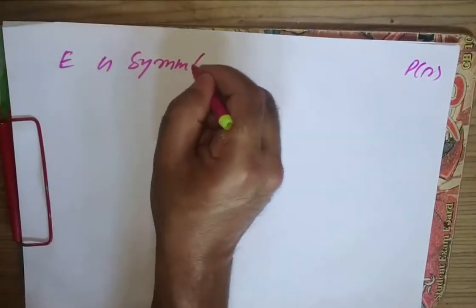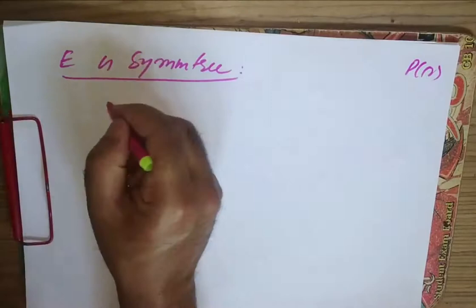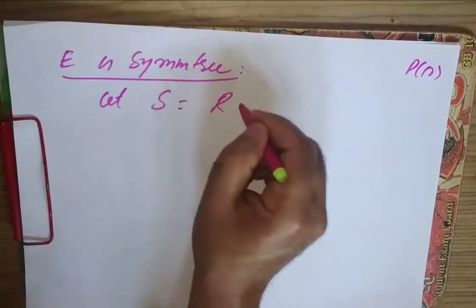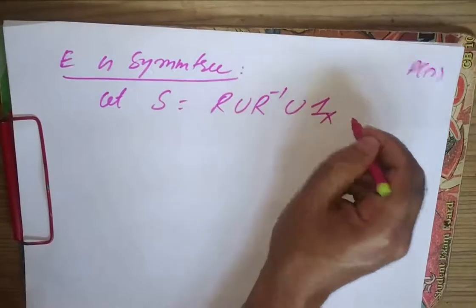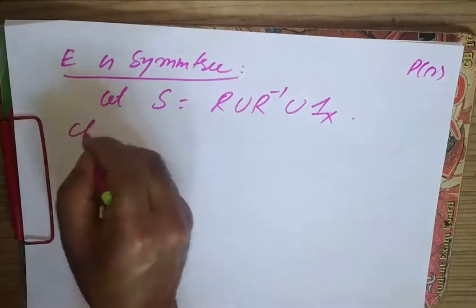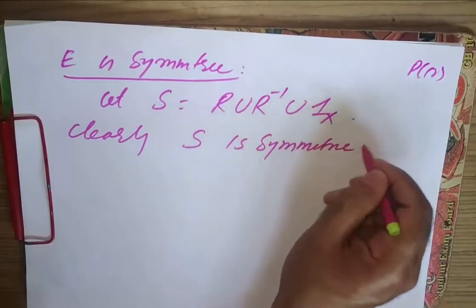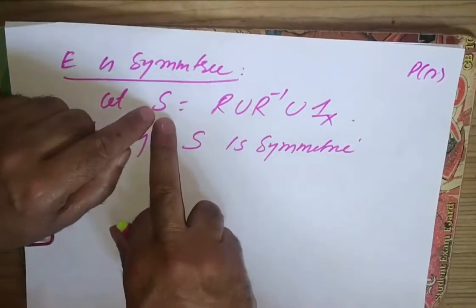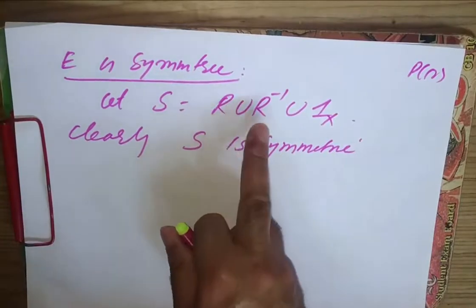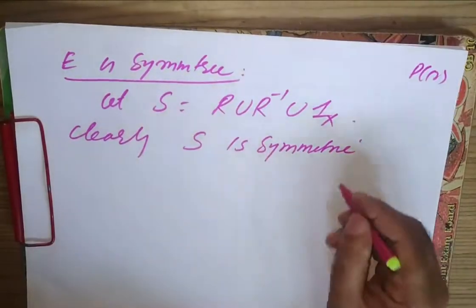Next, we see that E is also symmetric. We have used the notation S equal to R union R inverse union IX. Clearly S is symmetric, and that's simple, because if any ordered pair xy belongs to S, then that ordered pair is either in R, or in R inverse, or in IX. Then yx also belongs to either R, R inverse, or IX. So this is very simple.